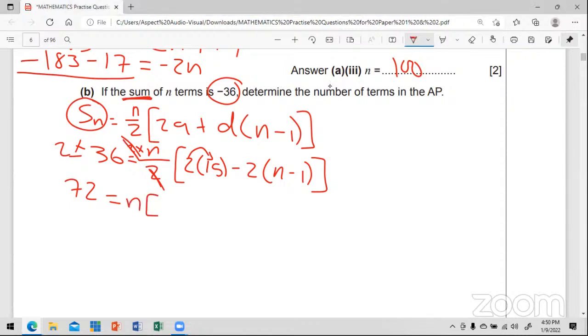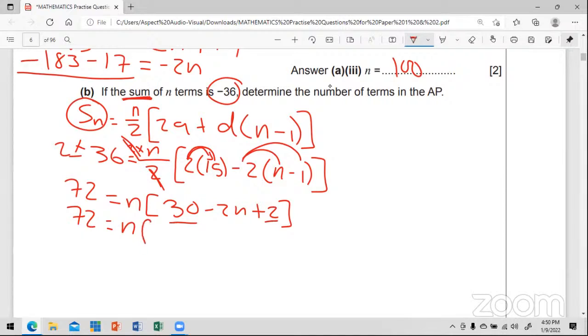So this n, and then you say 2 times 15 is what? Is 30. You multiply this will be minus 2n. You multiply this will be basically plus 2. Okay. All right. So you carry 72 equals n. 30 plus 2 gives you 32. So that one will be 32 minus 2n. Yes. And then what are you going to do next? You multiply inside. So this one will be 72 equals 32n minus 2n squared.